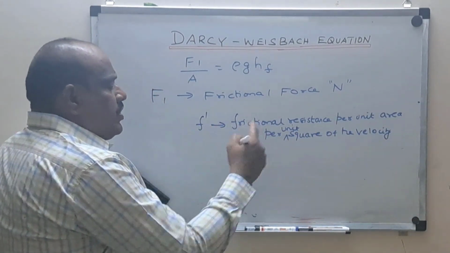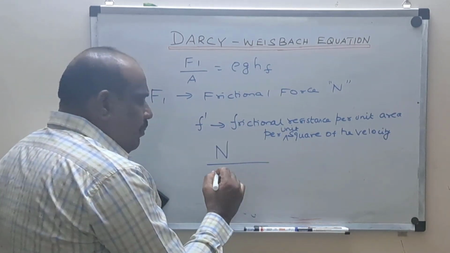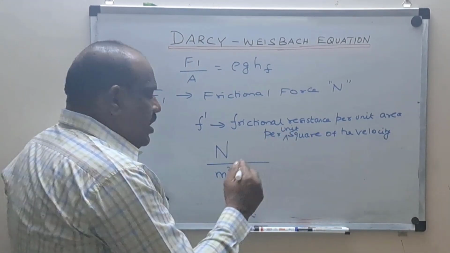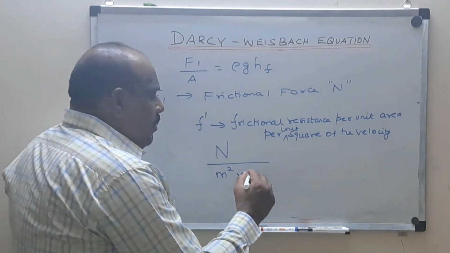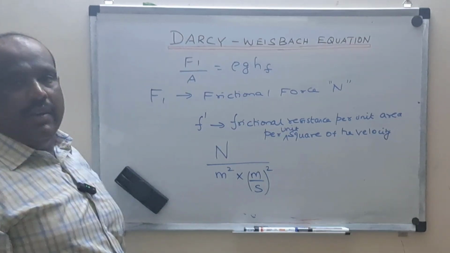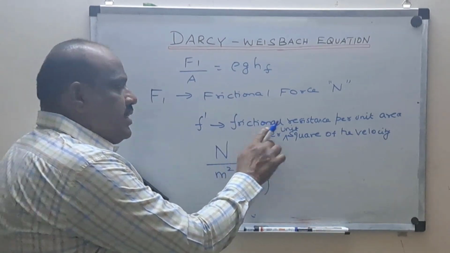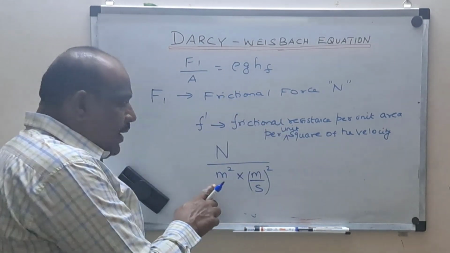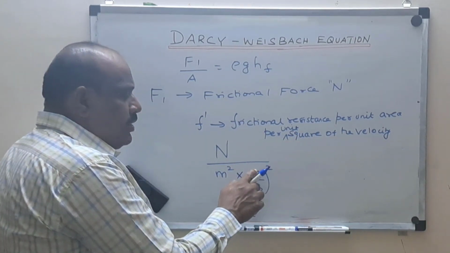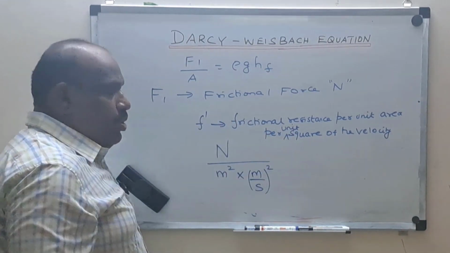What is frictional resistance? It means frictional force, so F is Newton. Per unit area means the unit is meter square. Per unit square of the velocity means per meter per second, the whole square. Got the logic? I will repeat once again. F dash is not a frictional force alone. F dash is frictional force resistance per unit area, so Newton per meter square, per unit square of the velocity. What is the unit of velocity? Meter per second. So per unit square is meter per second whole square.